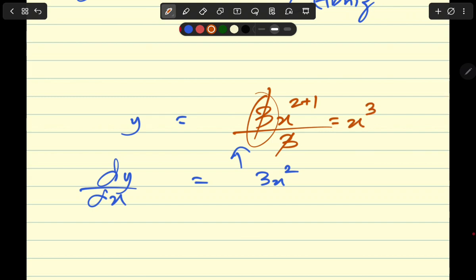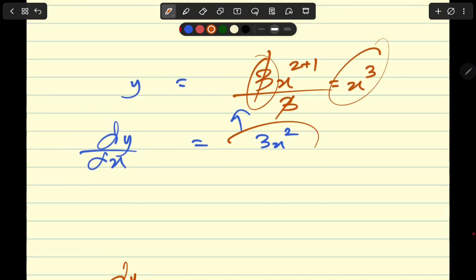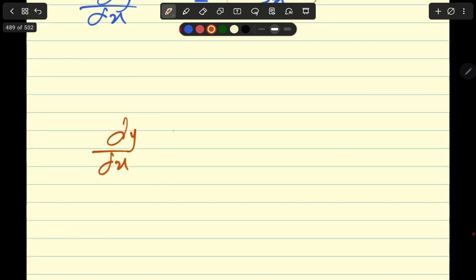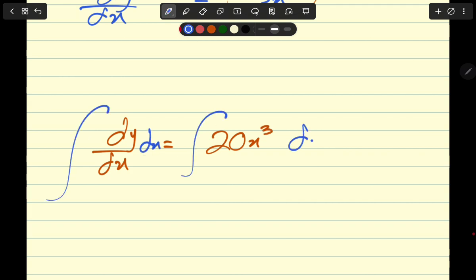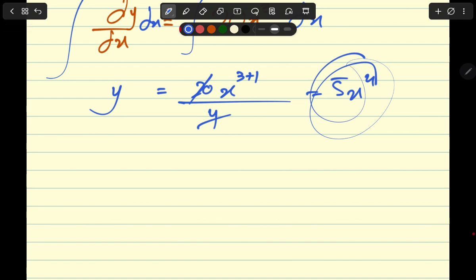However, is this correct? No, this is not correct. But let's give you a few more examples. Remember that x cube is not the integral of 3x squared, while 3x squared was definitely the differential of x cube, and we will come to that. Now, if I ask you to integrate 20x cube, and by the way, the integral operator is this, this gives us y, and here I am going to add 1 and divide by the new power, that is 3 plus 1, that is 4. So this is going to become 5x to the power 4. Again, 5x to the power 4 is an incomplete answer. This is not the correct answer.